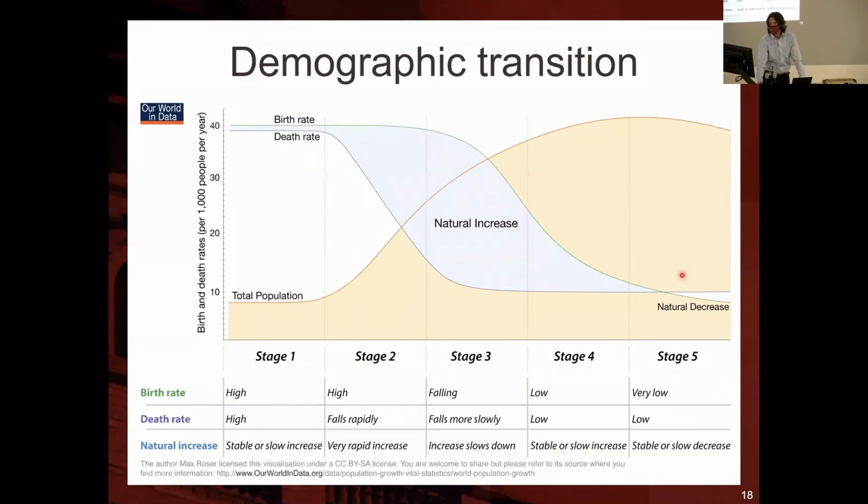And then you reach a stage in which some more developed countries are, like Western Europe, like Japan, South Korea, in which you start to have fewer people being born, birth rate is lower than the death rate, and you have a negative population growth. In other words, you start to have a decline in population size. Okay?